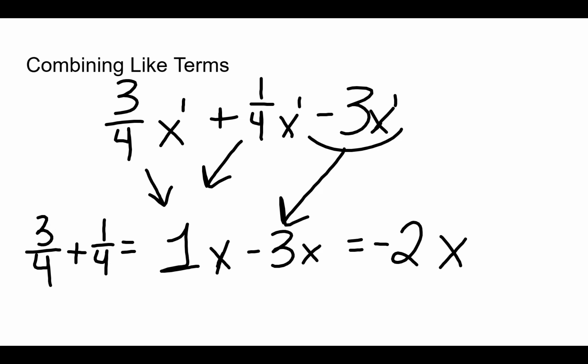2x. When I was teaching this in class, some of my students were freaked out that we got a negative answer here. But negative numbers are okay. We can have negative numbers. That's fine. This is our answer. We combined like terms. First we did 3/4 x plus 1/4 x, and we got 1x. Then we subtracted 3x, and we got negative 2x.